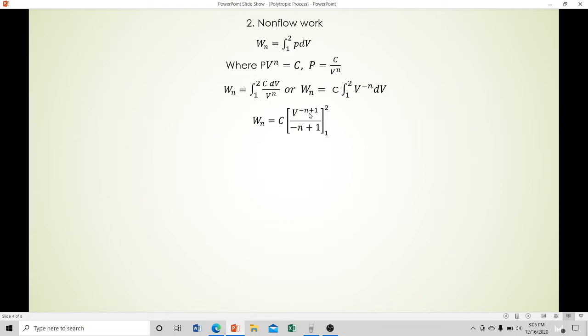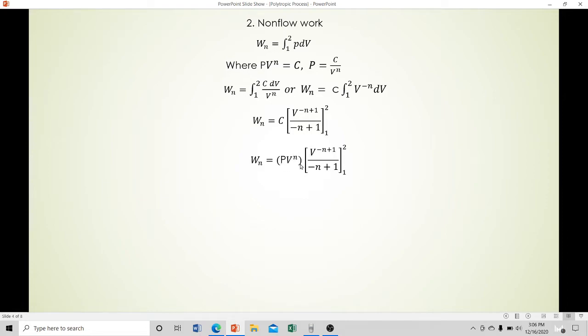So for the power rule, integrating V to the negative n plus 1 over negative n plus 1, from the limit 2 to 1. So your C, we know that C is equivalent to PV raised to n. Hence, your work non-flow becomes PV raised to n times V to the negative n plus 1 over negative n plus 1, from the limit 2 to 1.